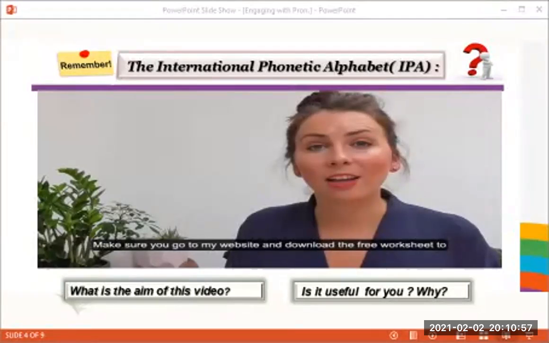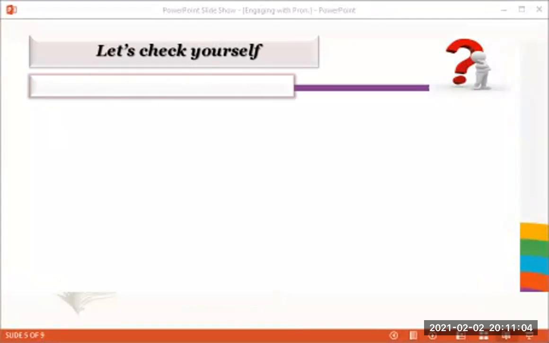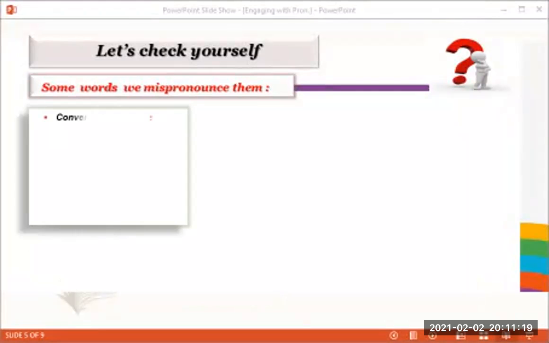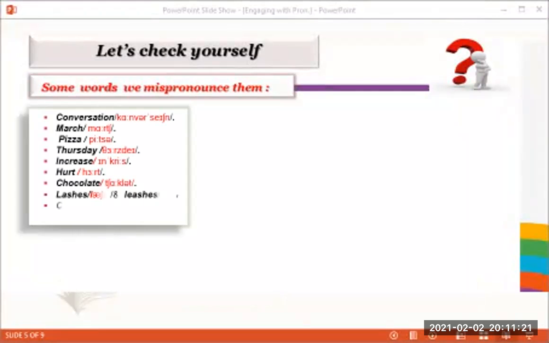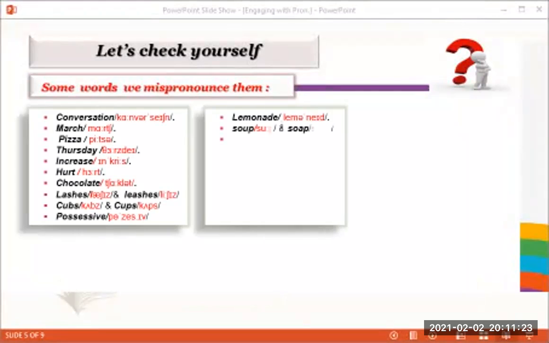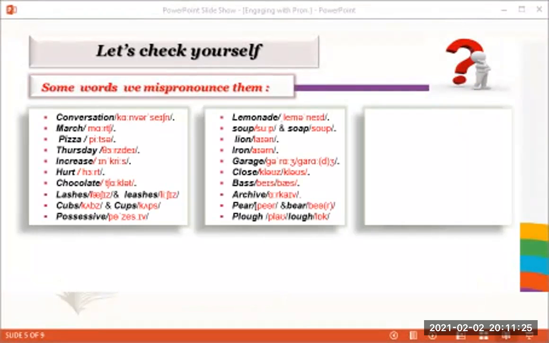Who can speak? Okay, Mr. Said only. Let's go to the second. Let's check yourselves. This is where we did it last time, but we can see them again. I think we take this session quickly. I think we need to make it more time. The first group of words, the second group of words, and the third group of words.